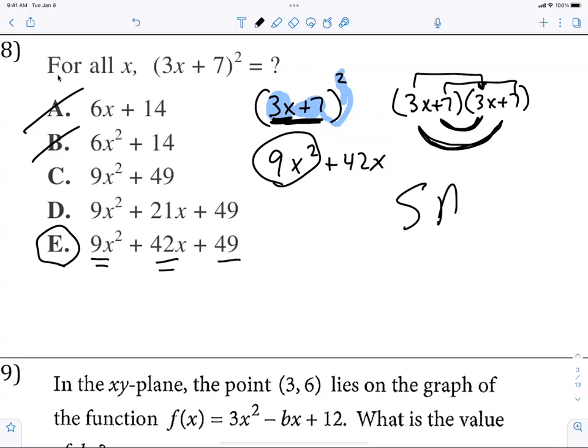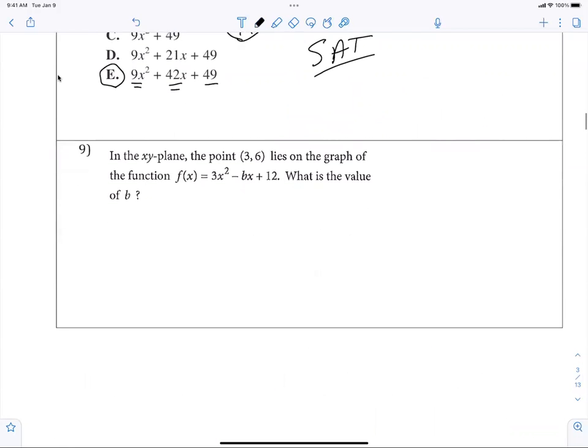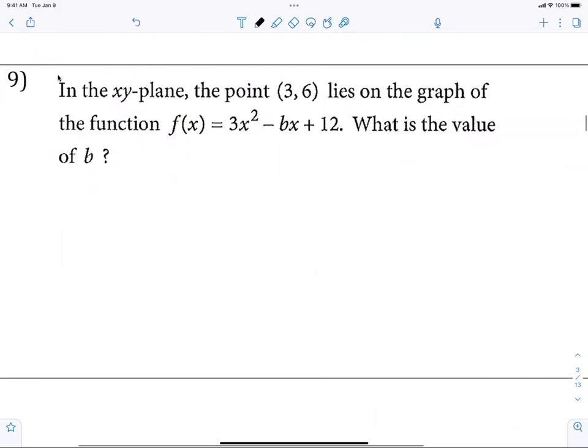Again, SAT question, hard to believe. Sad. All right, here we go.